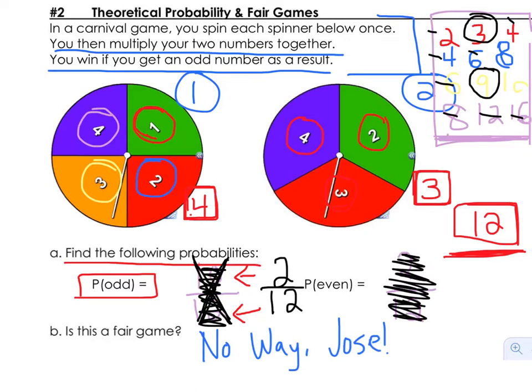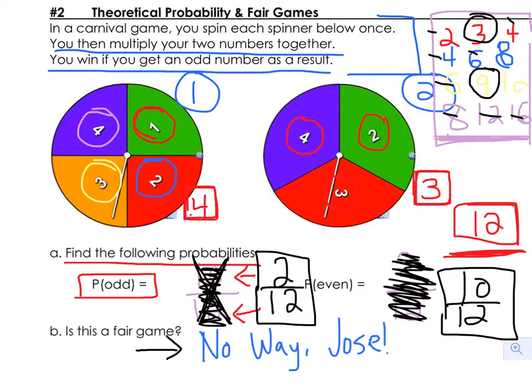Cross that out. Let's make this 10 out of 12. 10 out of 12 combinations are going to get us an even number. Is this a fair game? No way, Jose. 2 out of the 12 combinations get us an odd number, and 10 out of the 12 combinations get us an even number. Those are not equal, and this is not a fair game.